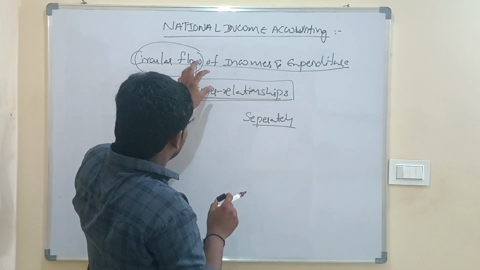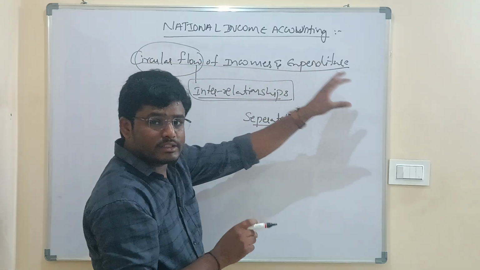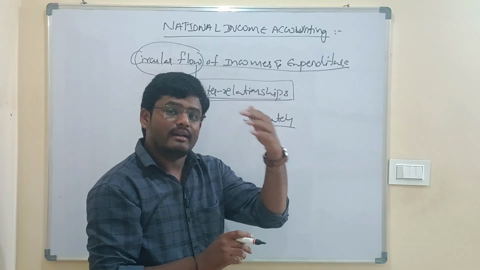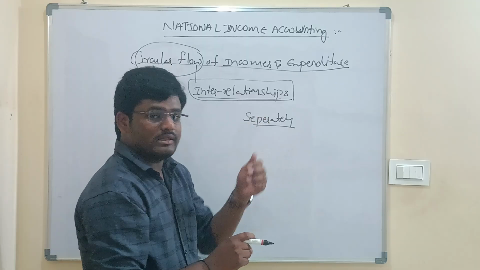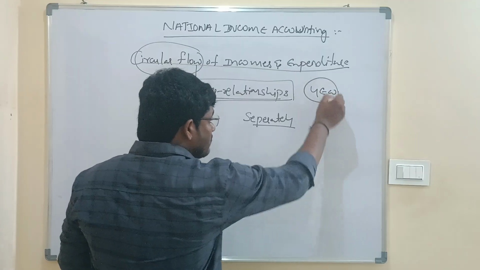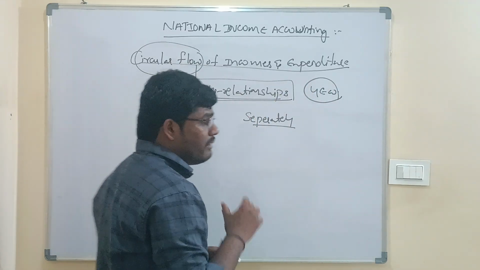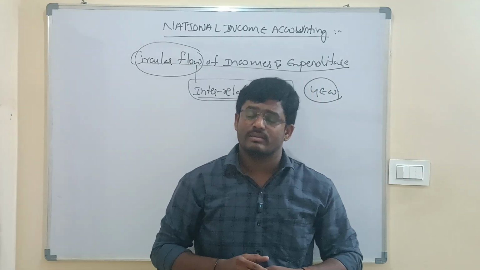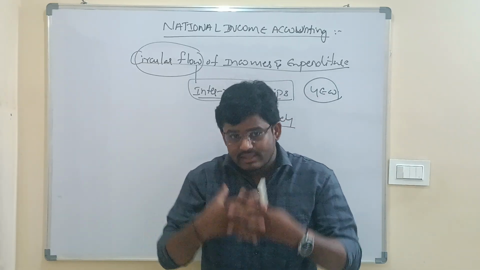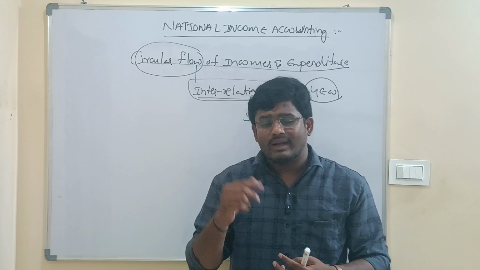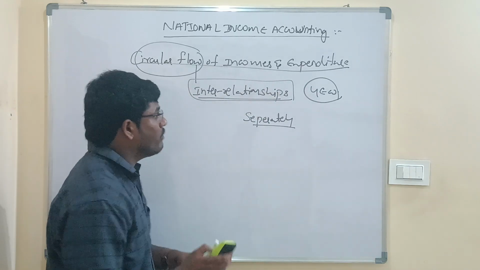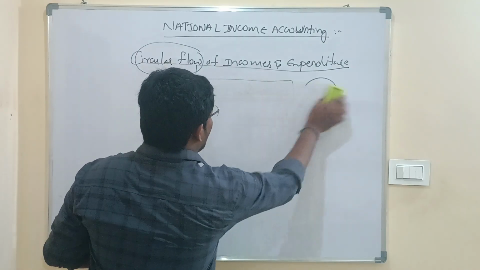Now circular flow of incomes and expenditures explains what kind of interconnectedness, interrelationship exists between the four economic sectors. This is the point. So simply put, the circular flow of incomes and expenditures tells us what the connection is between these four economic sectors.